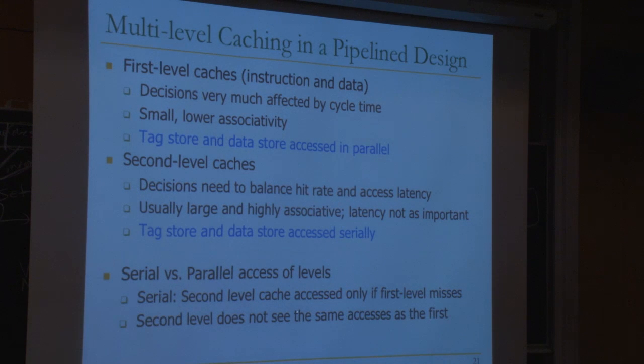Parallel access, well, in this case, second level does not see the same access as the first. First level acts as a filter, right? Parallel access means that you speculatively access the second level. The upside of this, if the first level doesn't hit, you get the data earlier from the second level, right? You reduce your latency. If you predict that your first level is going to miss, you may want to do that parallel access, initiate that access early.